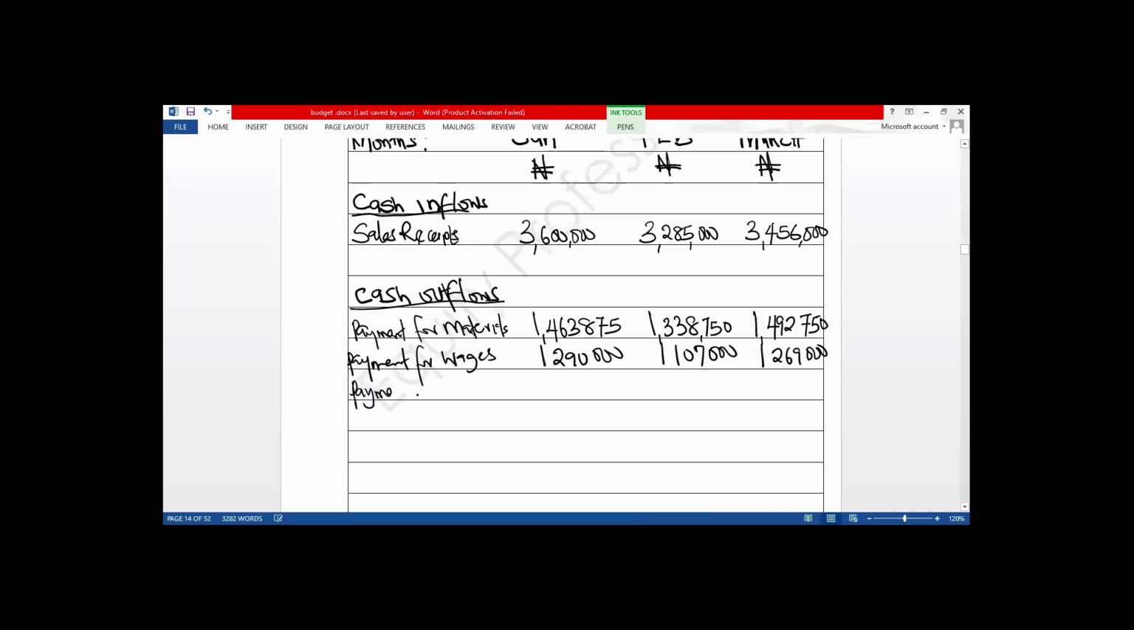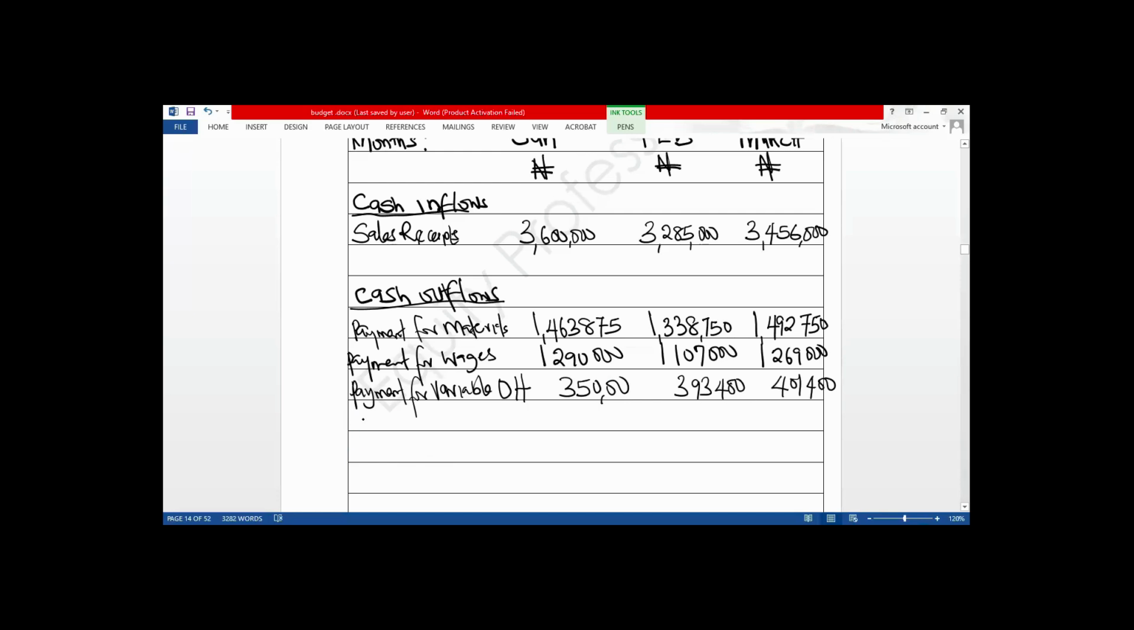Payments for variable overhead: 350,000 to be paid in January, 393,400 to be paid in February, and 401,400 to be paid in March. That is your payment for variable overhead.